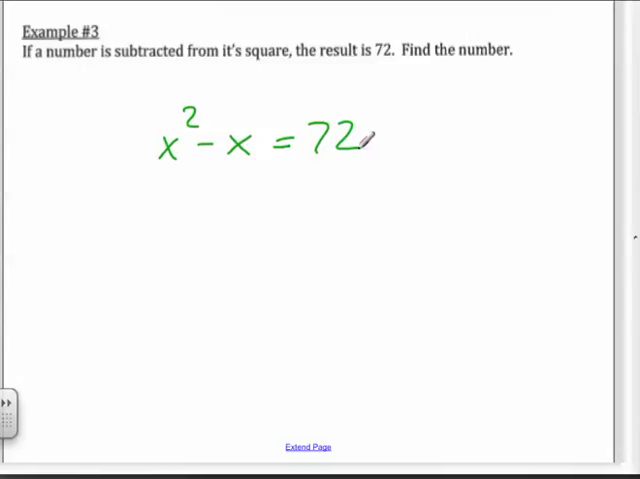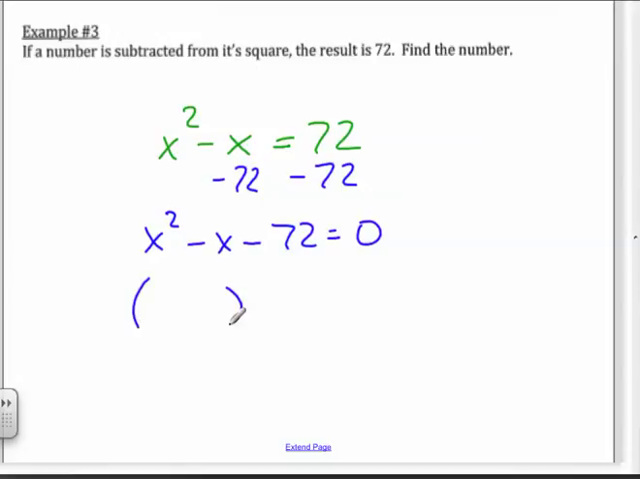Taro, what do I do next if I want to solve this thing? Exactly. Thanks, Taro. Taro says subtract 72 from both sides, and I'm going to get x squared minus x minus 72 equals 0. He knows we've got to get 0 on one side. Now I have a trinomial on the left side, okay? And I want to factor this thing.